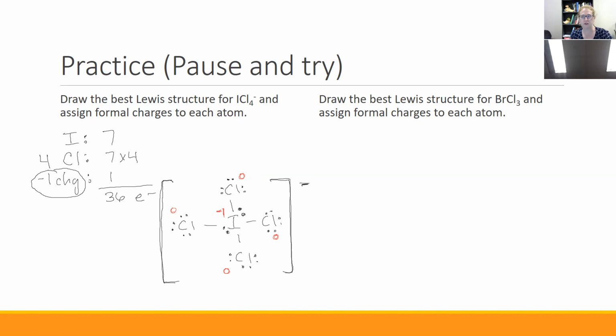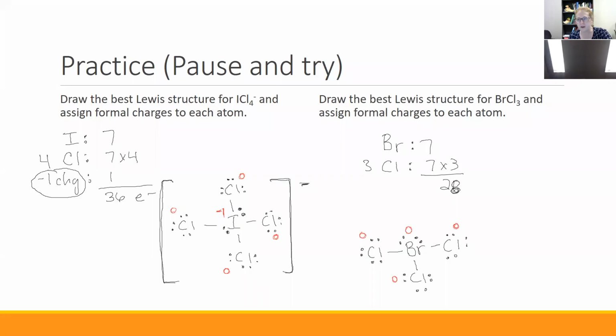Let's try this next one. Let's try BrCl3. Pause the video and see where you end up. All right, so here's our bromine trichloride molecule, and there's 28 electrons. I hope that you've arranged them with the bromine in the middle because it's the least electronegative, with single bonds to the chlorines. All the chlorines have 3 lone pairs each, and the bromine has 2 lone pairs.